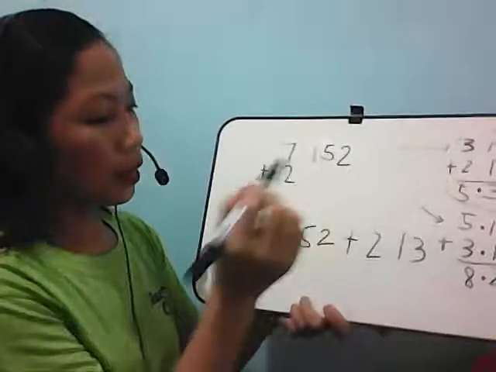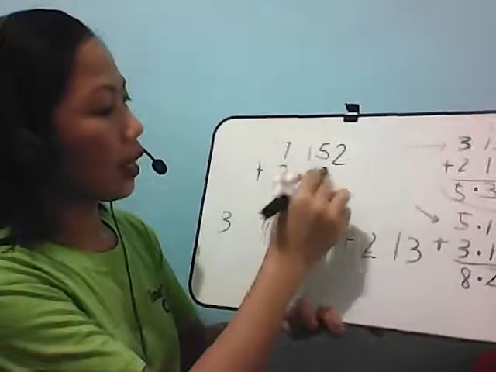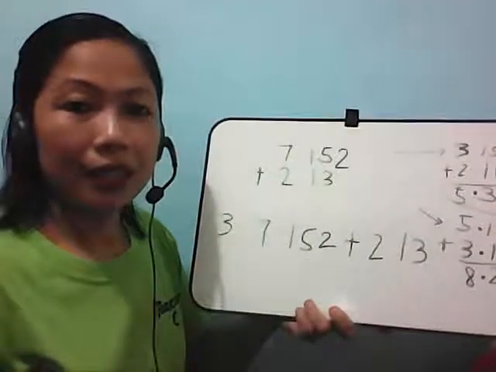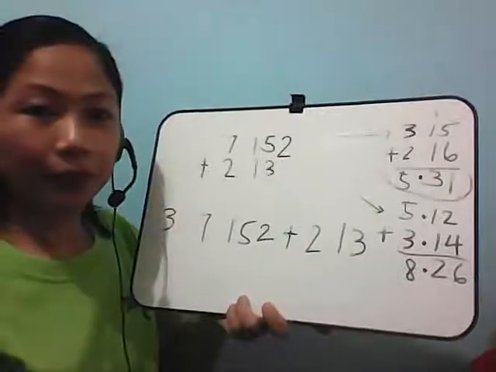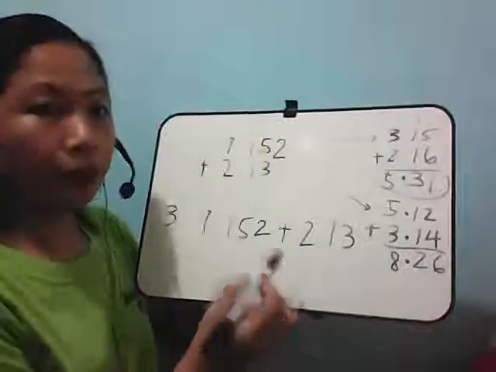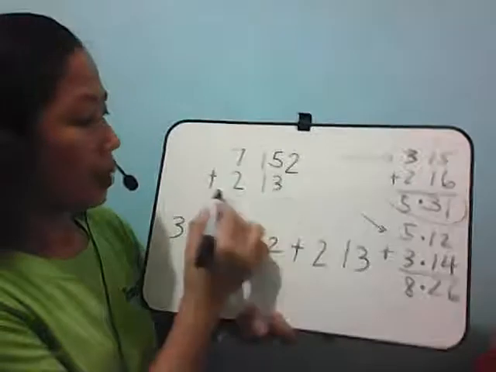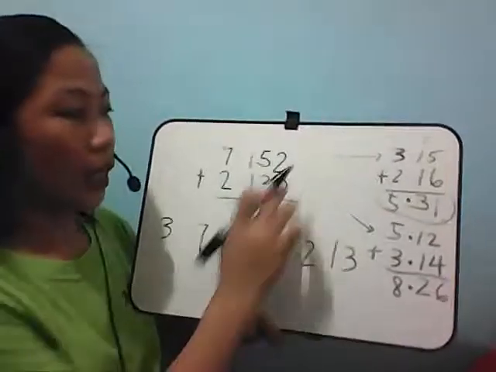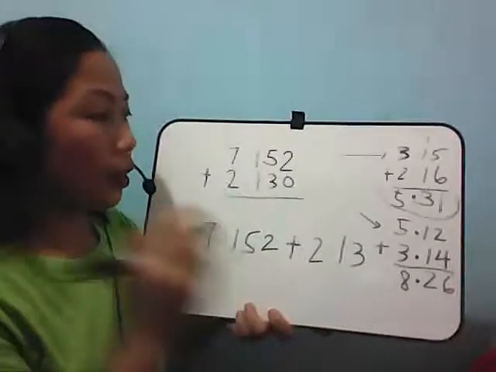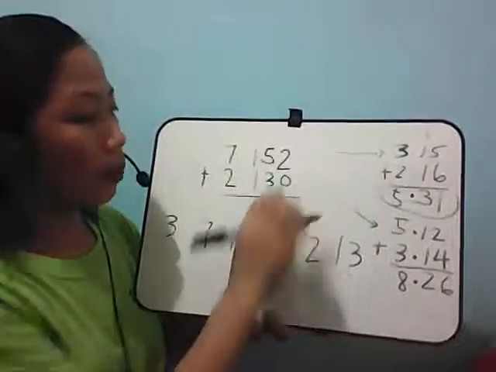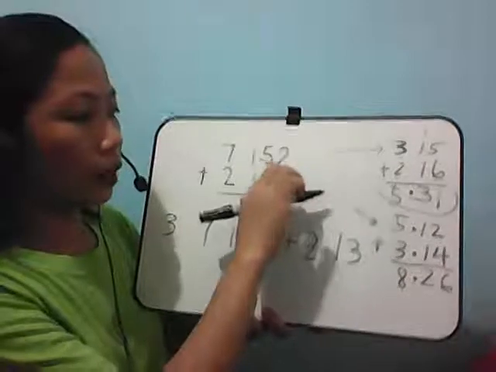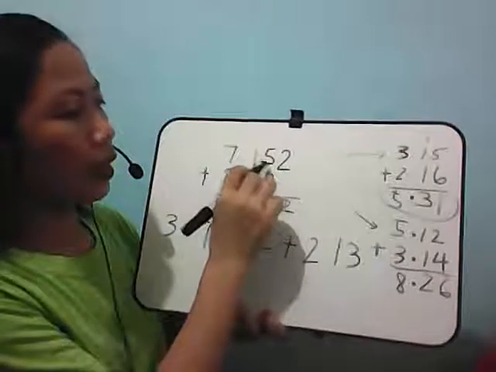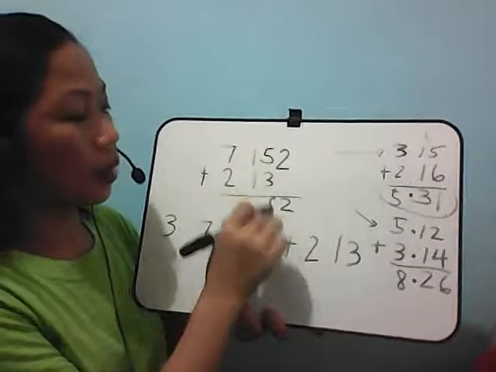Then plus, what is the number here? 2 and 13 hundredths. Now, I said we can add a 0 here so you can see that you are adding two digits, but there is no need to write it. You just bring down the 2 and then add 5 plus 3 is equals to 8.